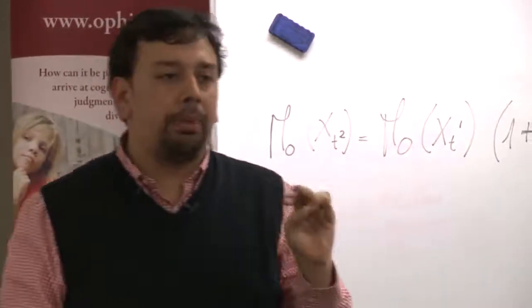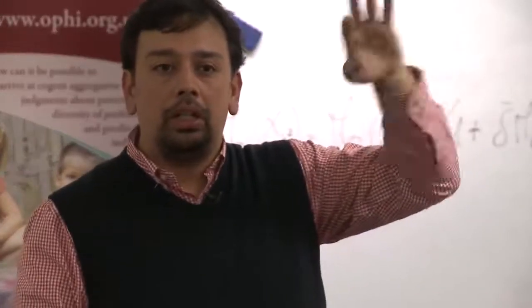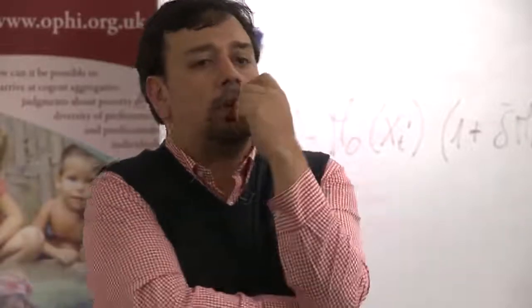And third, there is a practical reason. Where do you put the limit? Imagine that the wealth index is from 1 to 10. Who is deprived?